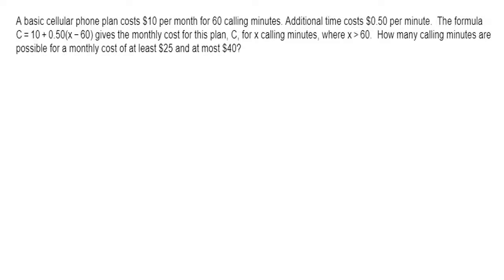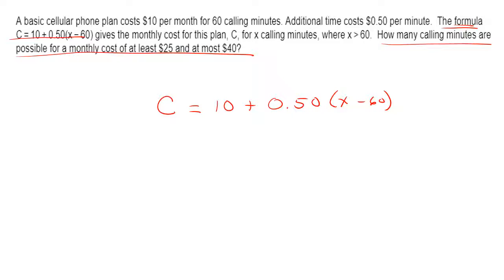Now here is an example of a cell phone plan, and we have it described that it's $10 a month. Then you get 60 calling minutes for that, but any additional time is 50 cents per minute. Well, the formula is given to us that calculates all of that. So I have the cost is 10 plus 0.50 times (x minus 60). Now it says how many calling minutes are possible for a cost of at least 25 and at most 40. So the cost has to be between $25 and $40.